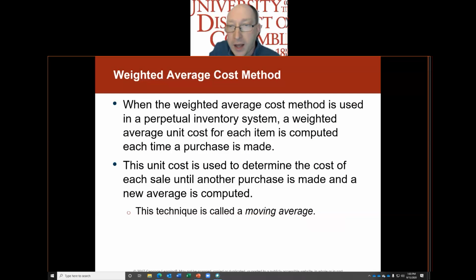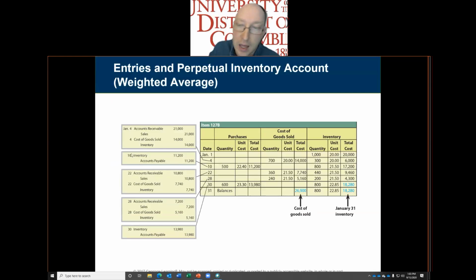Now, the weighted average cost method is when the weighted average cost is used in a perpetual inventory system. The weighted average cost for each item is computed at the time its purchase is made. This unit cost is used to determine the cost of each sale until another purchase is made and a new average cost is computed. This is called a moving average. And that's how this would look.